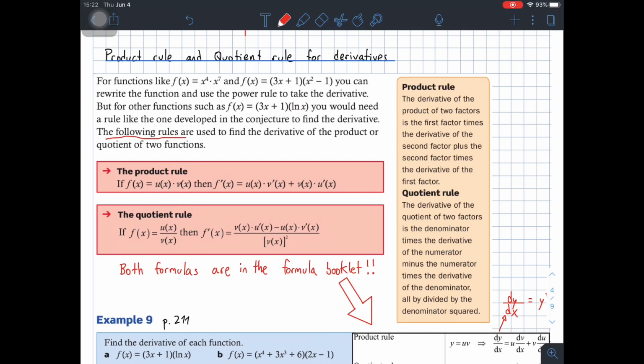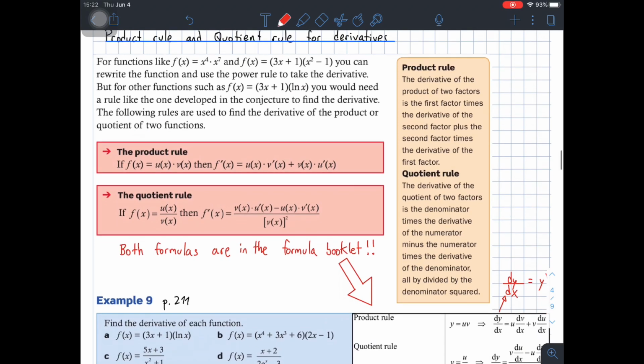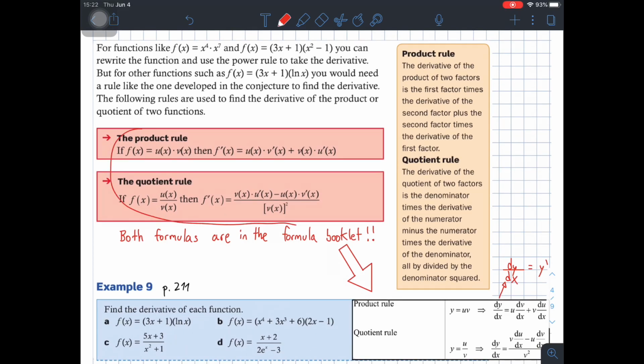So it says the following rules are used to find the derivative of the product or quotient of two functions. And here you have the two rules, right? As we saw power rule, exponential rule, and logarithmic rule, we're going to see product rule and quotient rule. So it says, if f of x is u times v, then the derivative is u times v prime plus v times u prime, okay, which is exactly what we saw in the previous investigation.